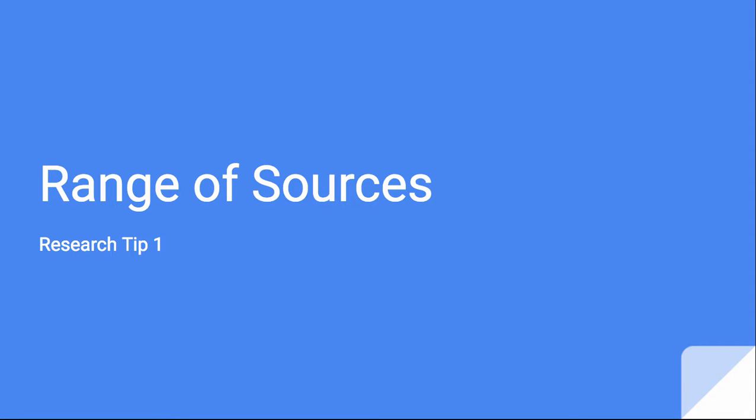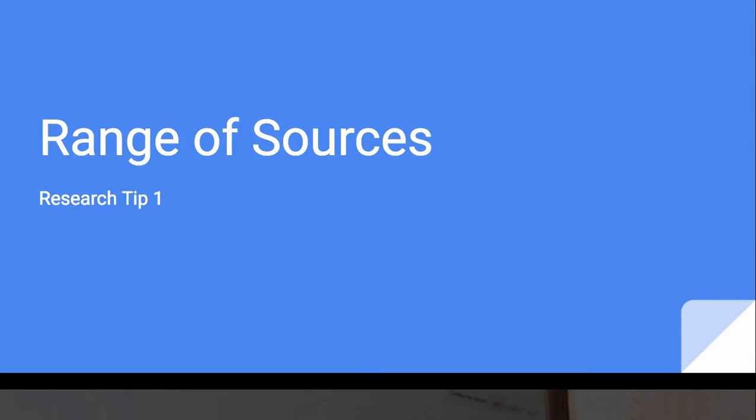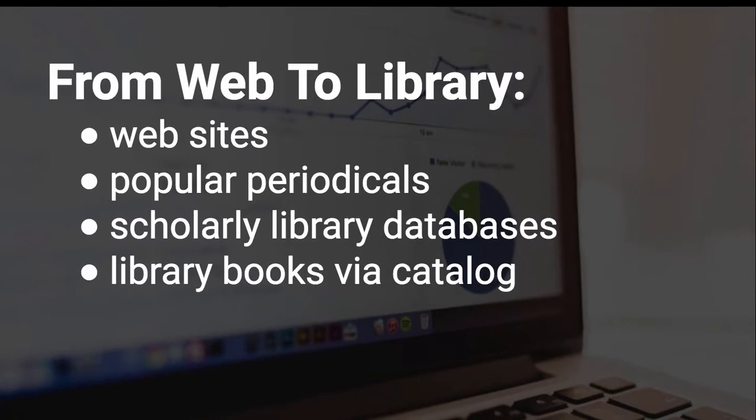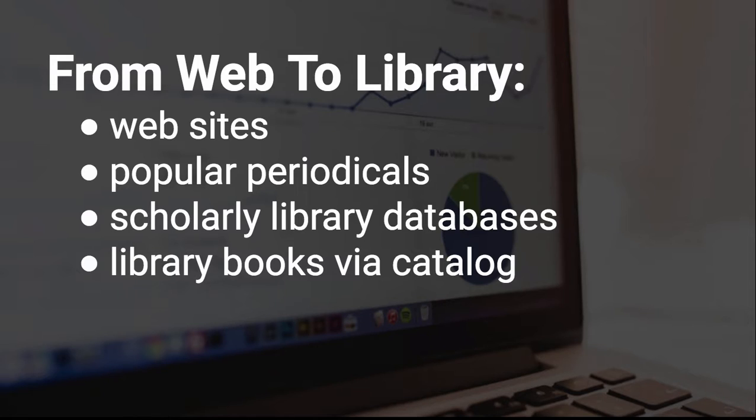So in this first video, I want to talk about the range of sources you want to use for your street art project. And what we're basically talking about is something along the lines of what you see in the sample analysis I've provided, where the sources incorporate a mix of websites, popular periodicals or journalism like newspaper articles or TV reporting, scholarly library databases, and that's an important distinction, not just any library database, but a library database that connects you to scholarly resources.